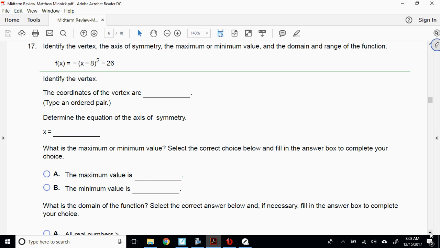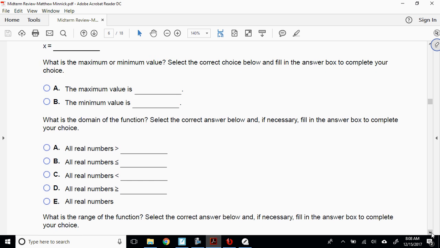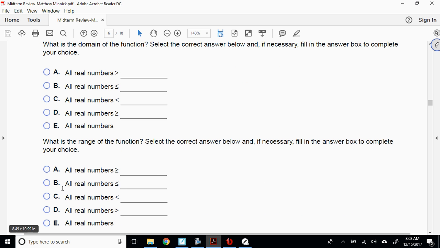And on 17, the domain is all real numbers. That's choice E. The range is all real numbers less than or equal to -26.